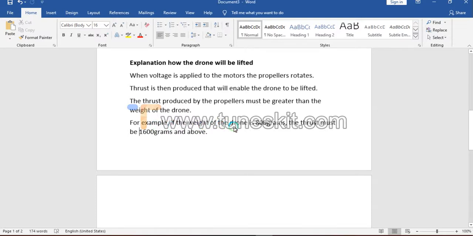If the whole weight of that drone plus all the items, everything, you measure the weight of that drone and you find that it weighs 800 grams, then the thrust that we need to produce so that the drone can be lifted must be 1600 grams or higher than that. So it means that the ratio of weight to thrust is 1 to 2. So with that we'll be able to lift that drone.